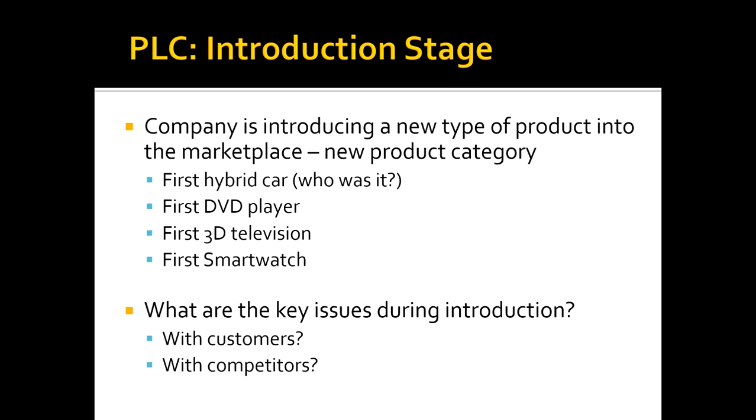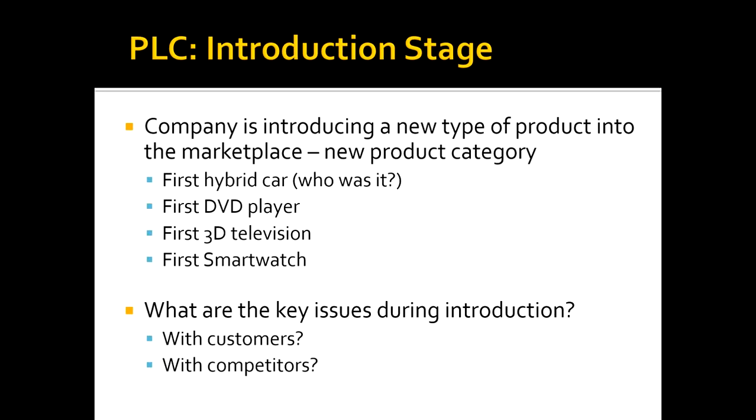So the first one is the introduction stage. And that means that somebody's come up and invented or introduced the first type of a new type of product, right? The first DVD player, the first 3D television, the first smartwatch, the first tablet, first MP3 player, right? So in the introduction stage, there could be a couple of competitors that have come out with a new type of product. So from a company standpoint, what are the key issues that occur during introduction?